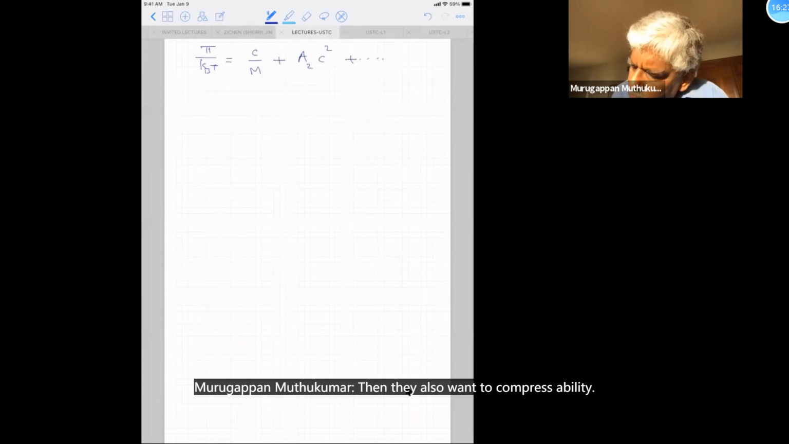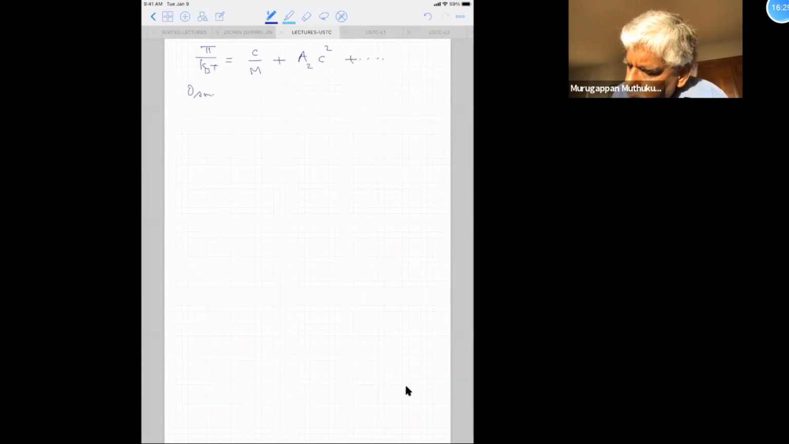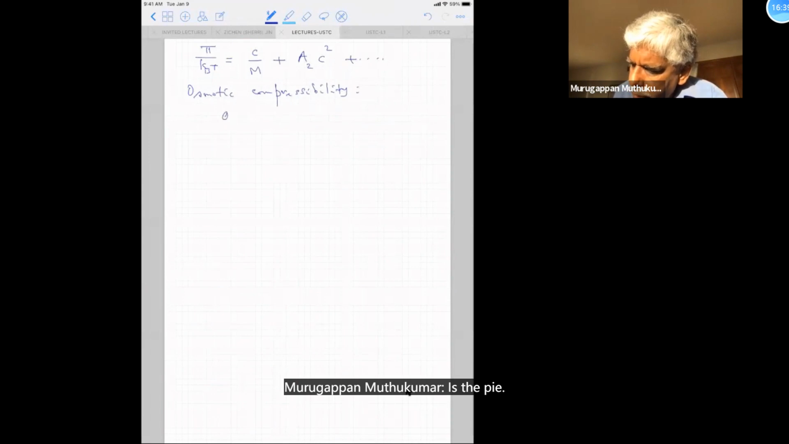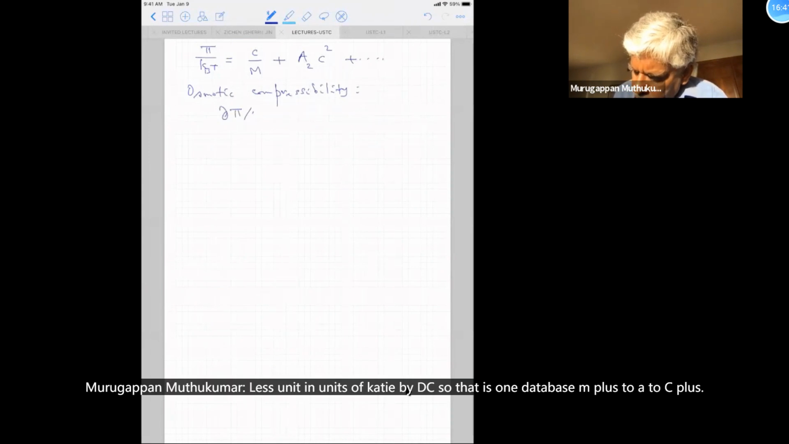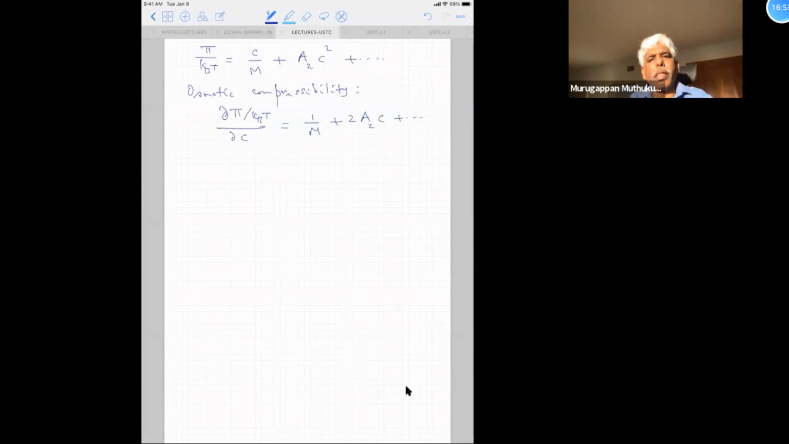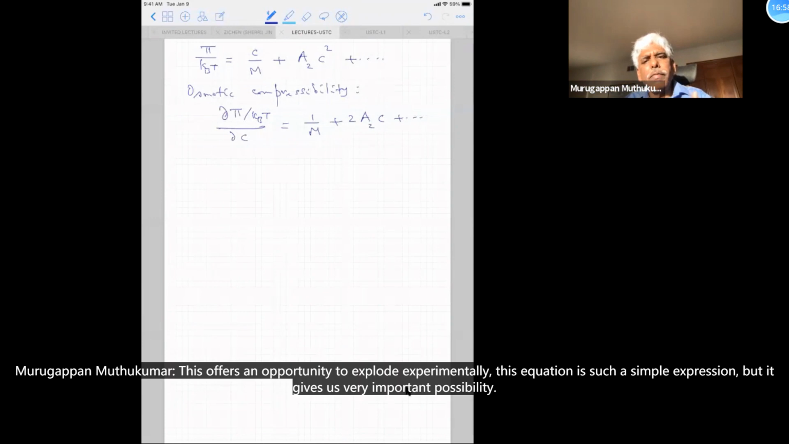Then the osmotic compressibility, in units of kT, is dπ/dc. So that is 1 divided by M plus 2A2C plus etc. Therefore, this offers an opportunity to explore experimentally.